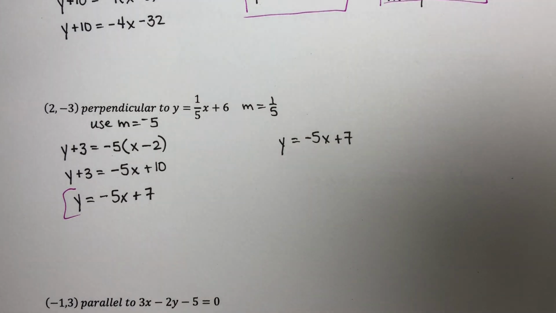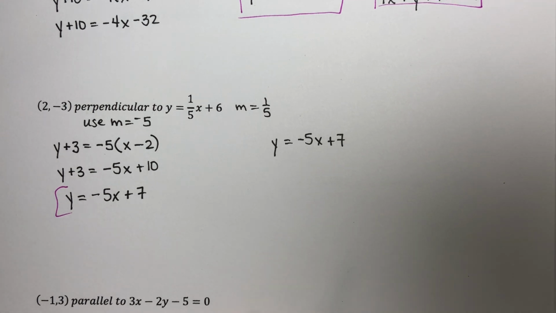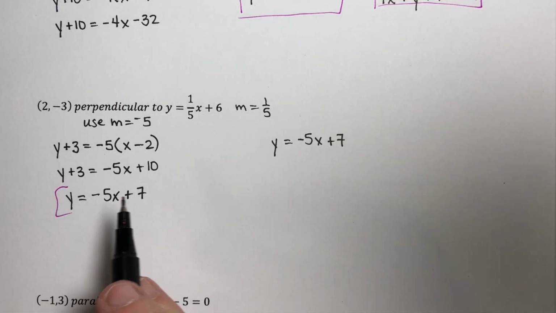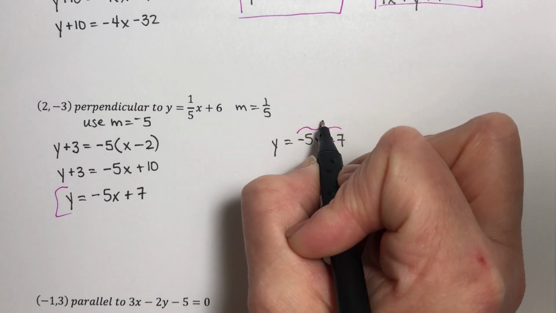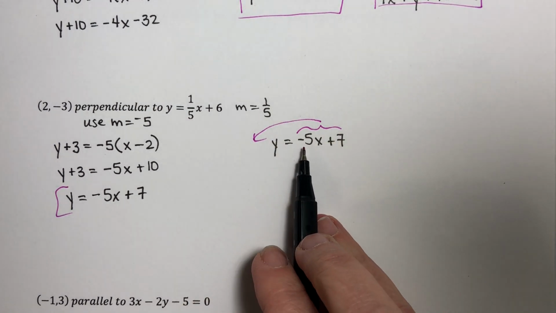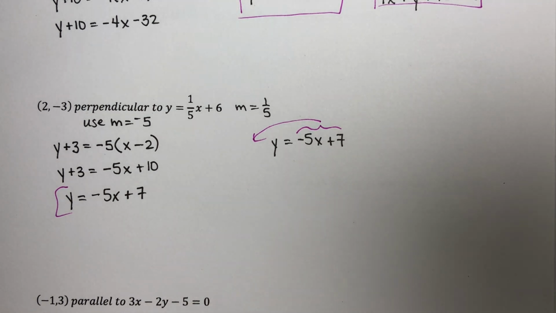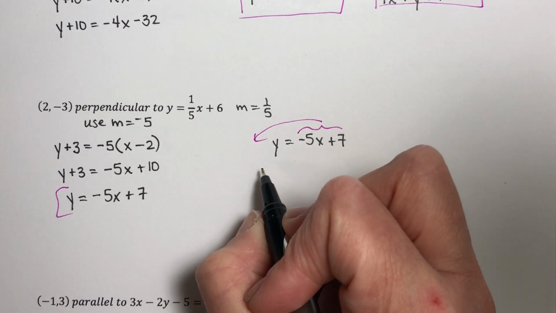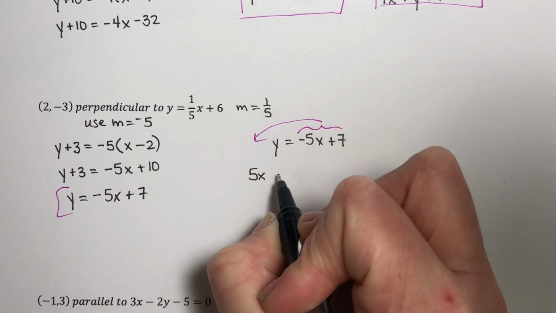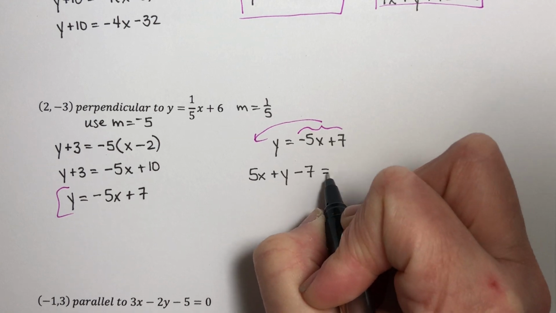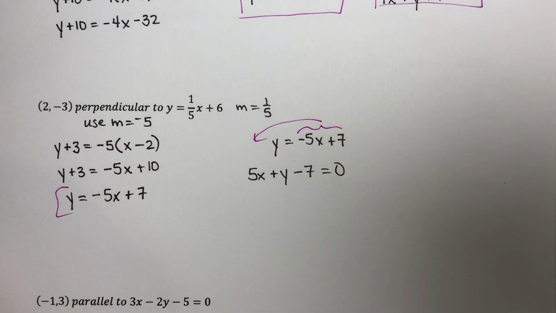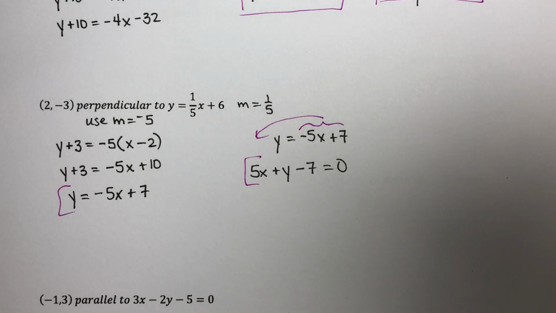And for general form, we want our x to be positive, and we want everything on the same side. So since this is negative, I'm going to move these over to here. Now, if my slope happened to be a positive number, I would just move the y over to the right, and everything would be there more quickly. So I'm adding 5x to both sides, so I have 5x plus y, subtract 7, equals 0. And that's the second version of our answer.